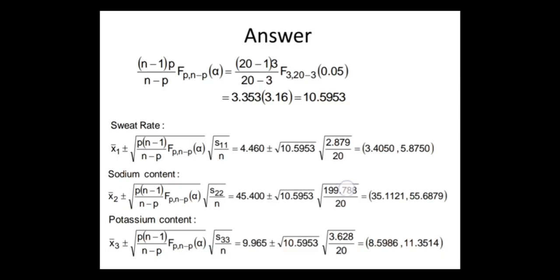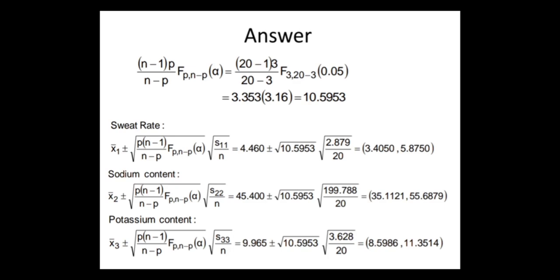Macam mana nak dapatkan the variance for the second variable and the third variable. Lastly, you will get this value untuk x1. The confidence interval of x1 will be 3.4050 and 5.8750. Okay, macam mana you nak interpret the value?